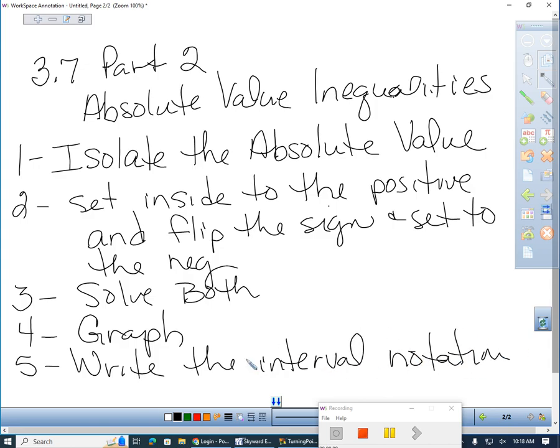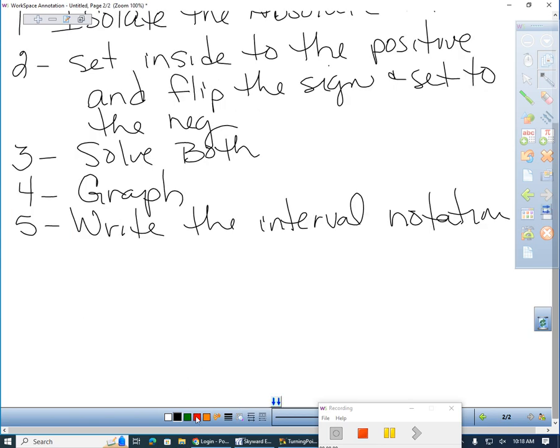I'm going to give you a little hint right here, a little star hint. If your sign is less than or equal to, it is going to be an AND problem, which means it is going to sandwich together. If your sign is greater than or equal to, it is an OR problem. So your answers are going to go in opposite directions.